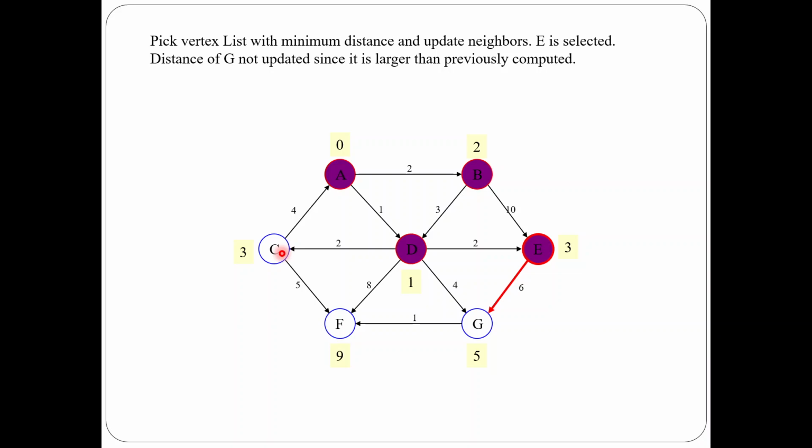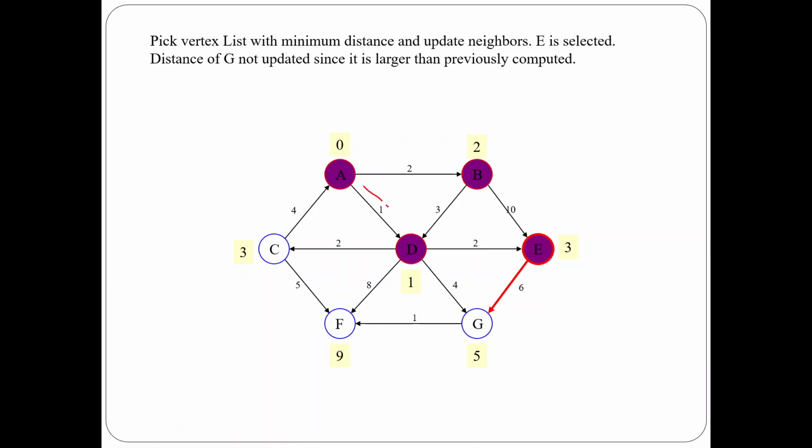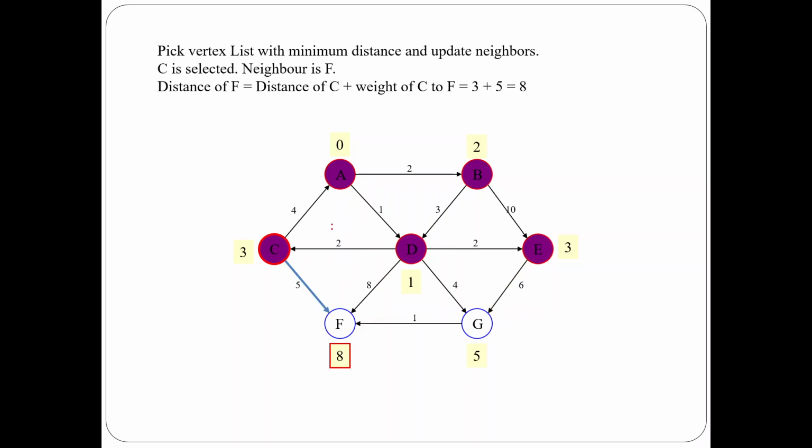And from C, it is connected to F. So 5 plus 3 is nothing but 8, which is lesser than the other path. You can see here, if I come by this path, I need a value of 9. If I come by this path, I need a value of 8. So I prefer this path. So I have the value 8.